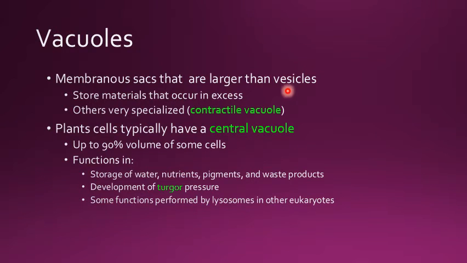Vacuoles are membranous sacs that are larger than vesicles. They store materials that occur in excess. Others are very specialized, like the contractile vacuole. Plant cells typically have a central vacuole that is up to 90% of some of its cells, and it stores water and helps develop turgor pressure, which plants need to stay firm, and some functions performed by lysosomes in other eukaryotes.